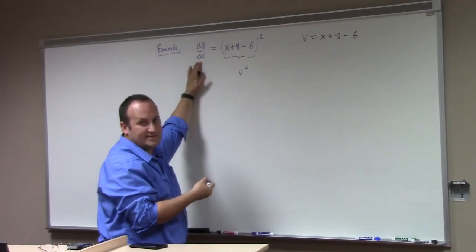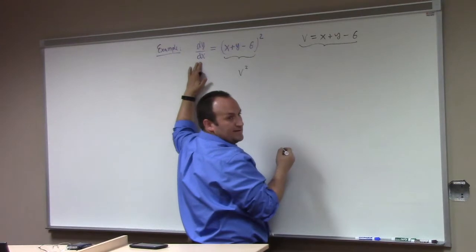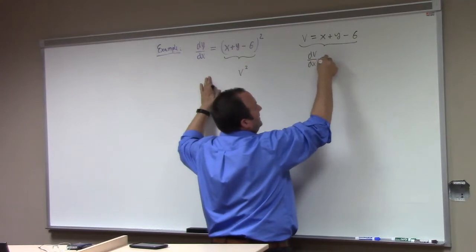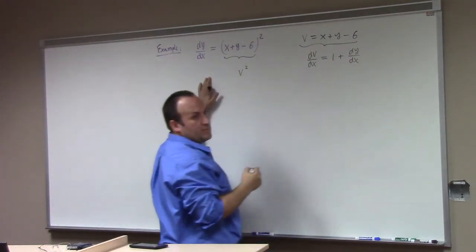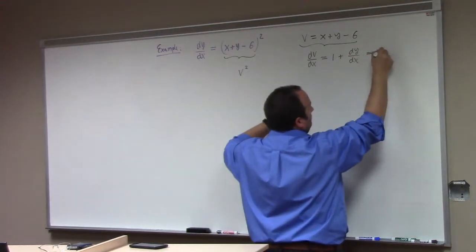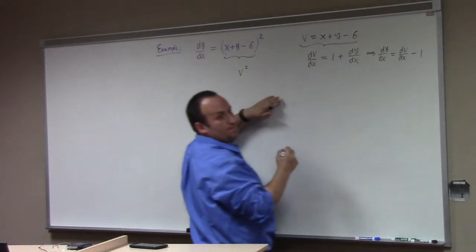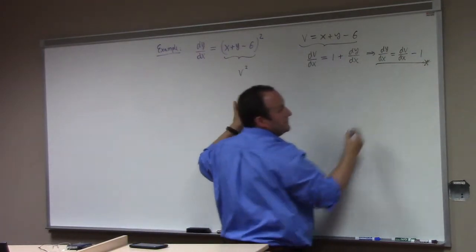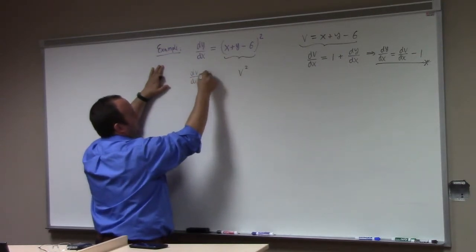We need to relate dy/dx to dv/dx. But that's not too bad, because once you make the substitution, you can differentiate it, and that will give you the relation between the rate of change of v and the rate of change of y, which is 1 plus dy/dx. So solve this for dy/dx, what do we get? dv/dx minus 1. So in view of star, dy/dx is dv/dx minus 1.